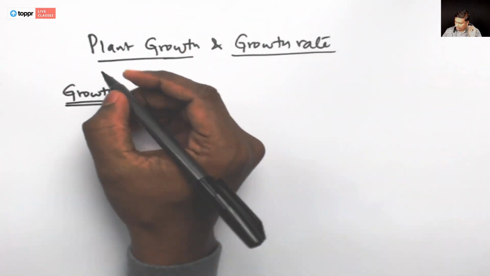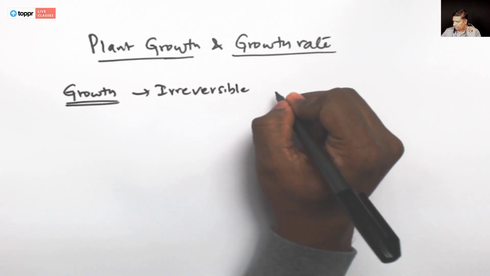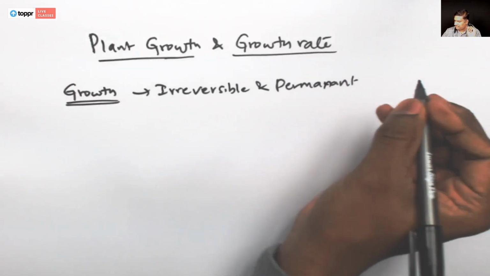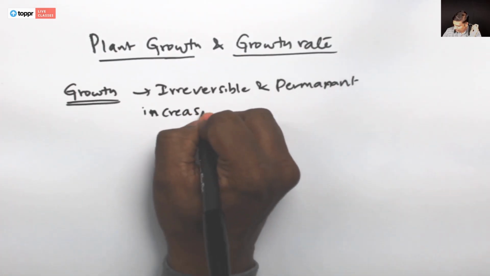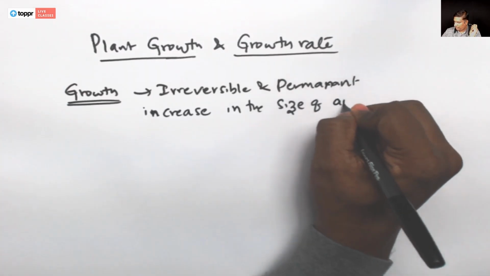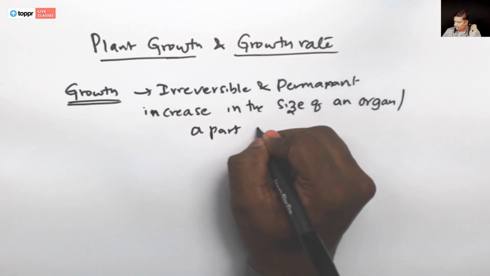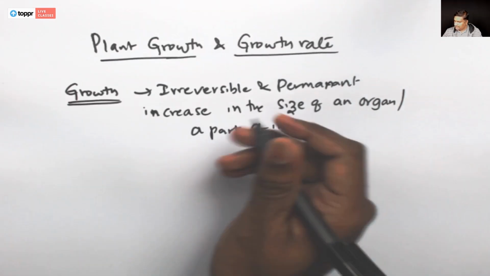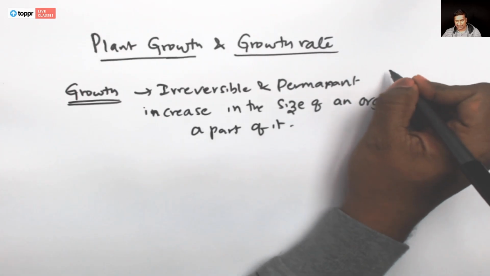So by definition, growth is irreversible and permanent increase in the size of an organ or a part of it. This is the general definition of growth as far as your animals or plants are concerned.